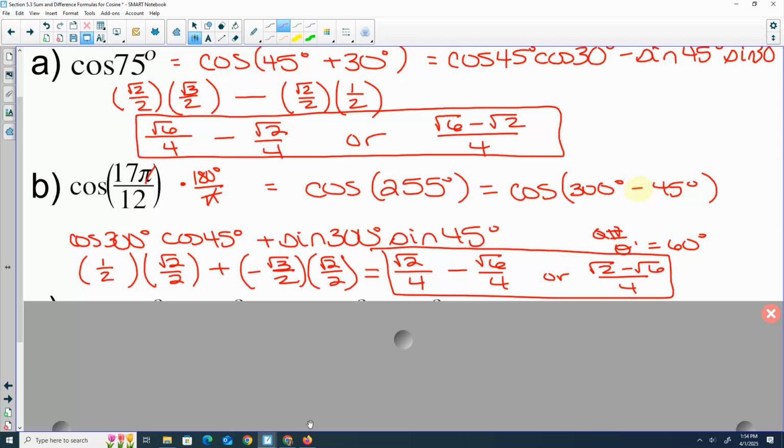So it's pulling in a lot of the old stuff. Knowing those angles on the unit circle, you have to be able to think about quadrants and reference angles to know if your values are positive or negative.